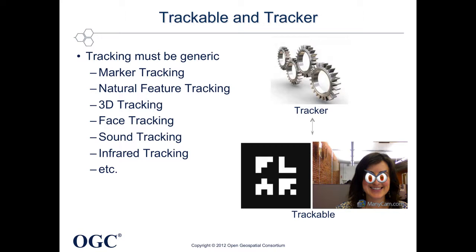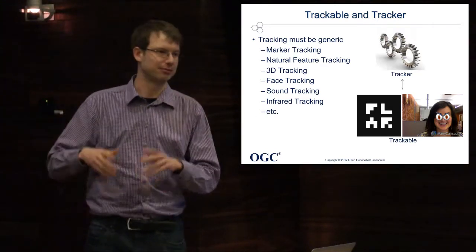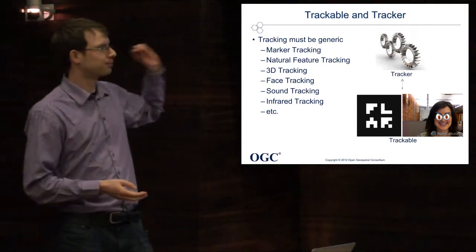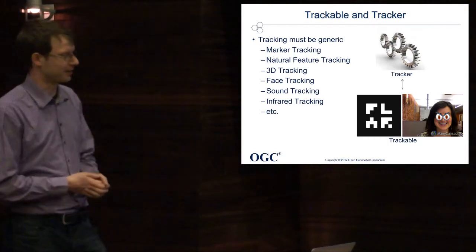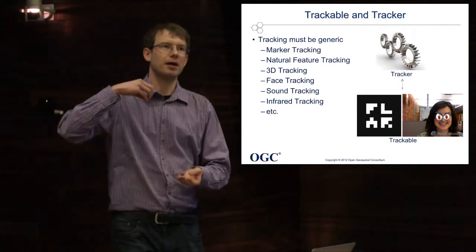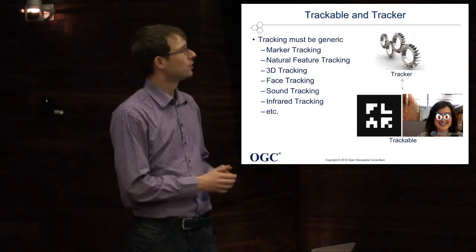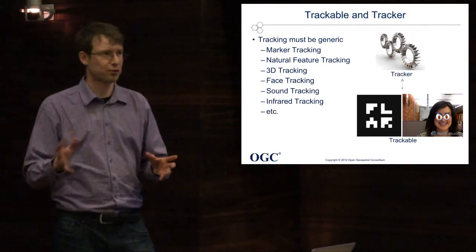A deep dive into the trackable, because I was already mentioning that for a trackable, these things that you're actually tracking in the camera stream, that thing must be very generic, because we have various scenarios in augmented reality, things that you want to track. It's not just markers, it's not just reference images, but probably you want to have 3D tracking or face tracking, sound tracking, infrared tracking. So a tracker is the description of how you should track that trackable. What component should you use to track that? And so you can describe both things separate from each other.